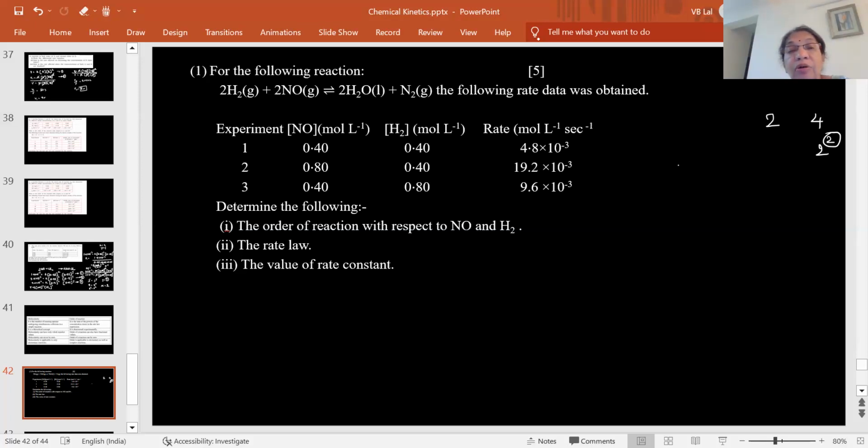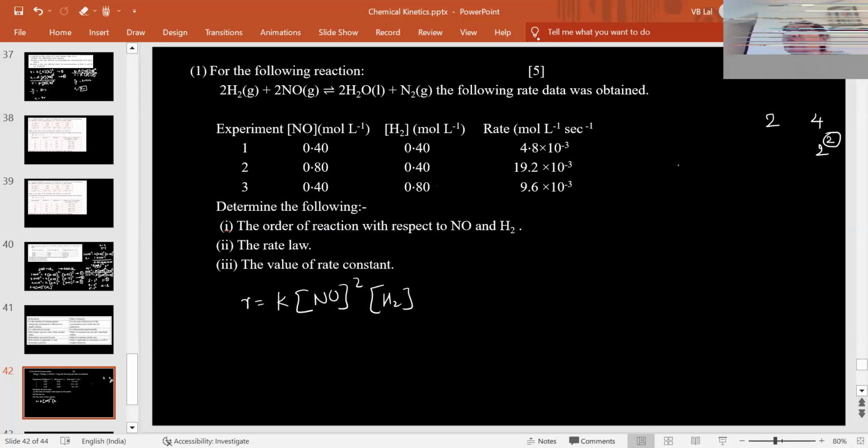And when I keep the concentration of NO constant and double the concentration of hydrogen, what is happening? The rate is also becoming double. So when it doubles, what is the order of reaction? It is first order. So it is first order with respect to hydrogen and second order with respect to NO. So how will I write the rate law? R will be equal to K [NO] raised to 2 and [H2] raised to 1.